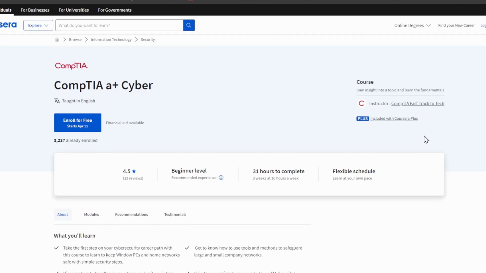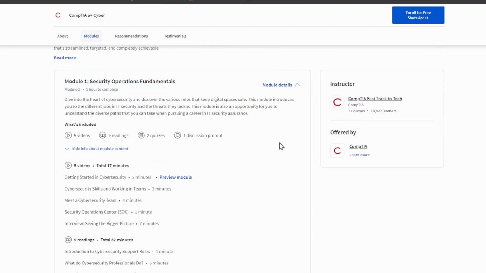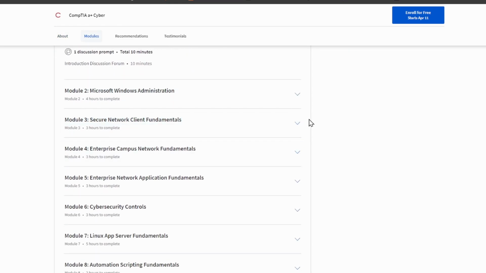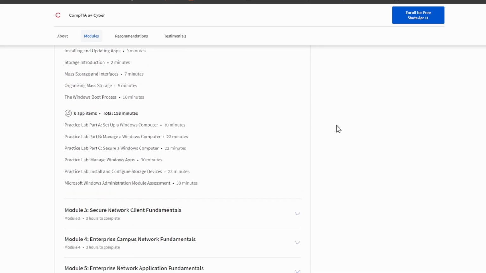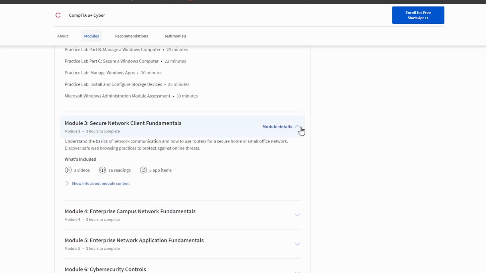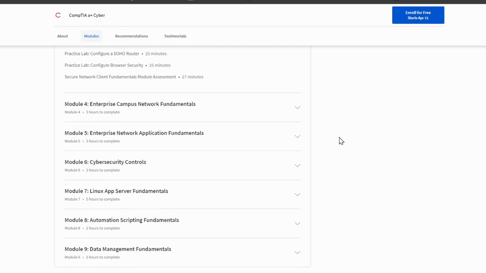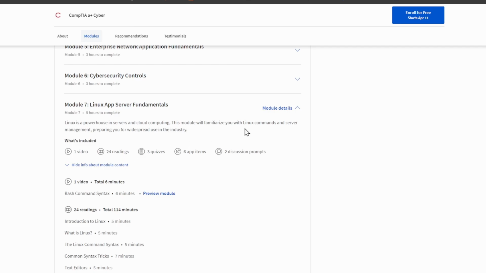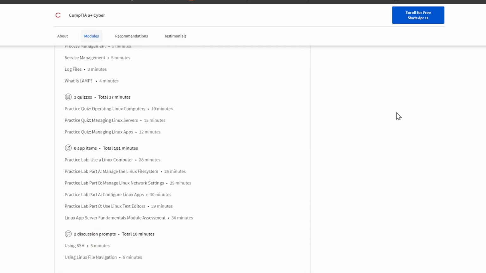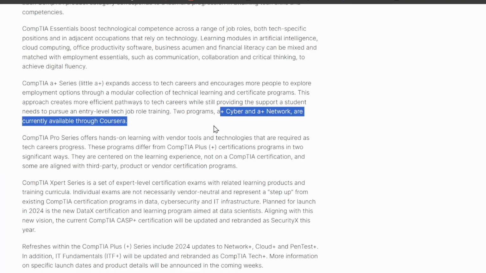And then we have the CompTIA A+ Cyber, which has some good content, I think some of this is good for sysadmins too, for people trying to get into that, because then we have Microsoft Windows Administration over here. And then we have, I mean, this could apply to a lot of things in the IT sector, not just cybersecurity. And then also Linux Server Fundamentals. I think Linux is kind of underrated in terms of people learning, right? So what else do we have?